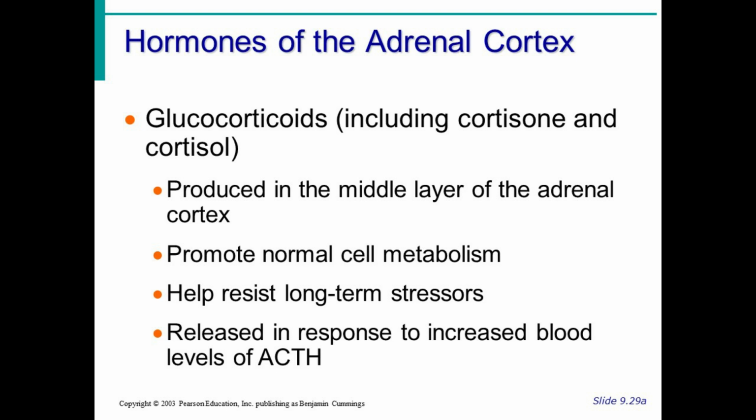Next hormone of your adrenal cortex, specifically in your zona fasciculata, is your glucocorticoids. They are the cortisone and the cortisol. Cortisol is your stress hormone. Cortisol, when used in medication, is known as hydrocortisone. What are their actions? So they are produced in the middle layer of your adrenal cortex or your zona fasciculata. They promote normal cell metabolism. They help resist long-term stressors, and they are released in response to the increased blood level of your ACTH, which is a trophic hormone released in your anterior pituitary gland.